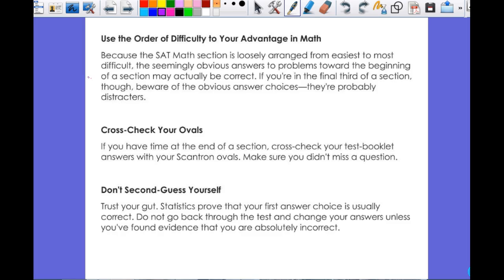And so if you're spending time staring at a question at the end of the section and you haven't answered some at the beginning, go back to the beginning, because you're more likely to be able to get some of those knocked out and get them right. Cross-check your ovals. If you have time, you may not have time, but if you have time, just double-check that you bubbled it in correctly, especially if you've been going back and forth and skipping around.